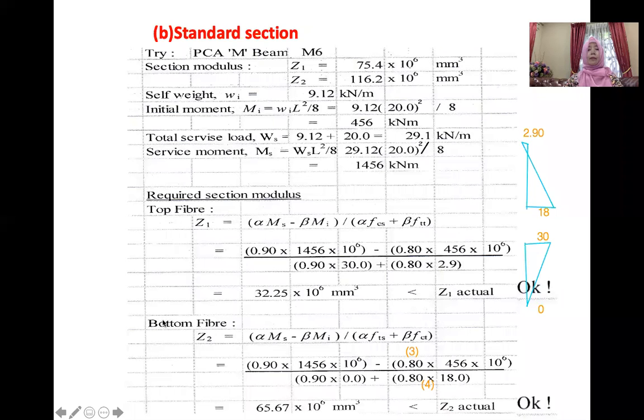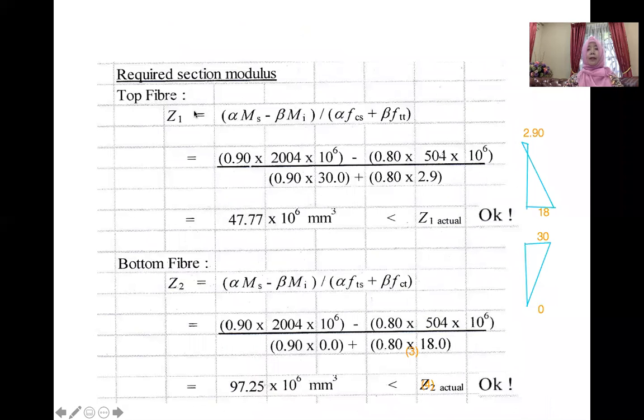Here Z1, top fiber. Alpha, we have the value. MS, we already got the value. Beta, we have the value as well. So everything we have the value except Z1. So we have Z1 here as 47.77 times 10 to the power 6. This is the value that we obtain. And Z2, we have 97.25.